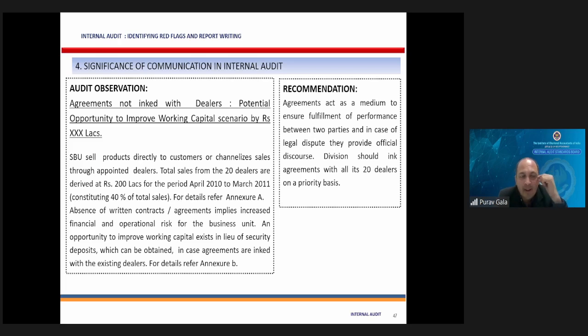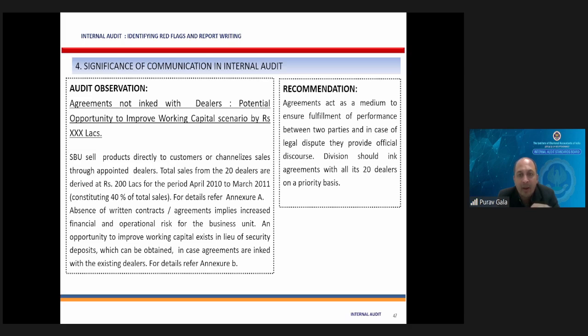SB is selling products directly to customers and channelizes sales to appointed dealers. Total sales for 20 dealers is derived at this much, which constitutes 40% of total sales. For details, refer annexure. Absence of written contracts and agreements implies increased financial and operational risk for the business unit. An opportunity to improve working capital exists in lieu of security deposits, which can be obtained in case agreements are inked with existing dealers. For details, refer Annexure B.